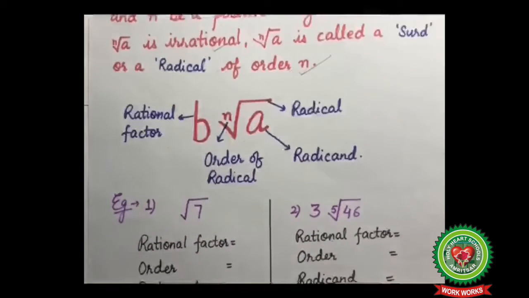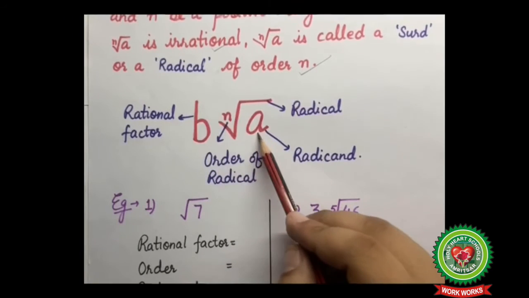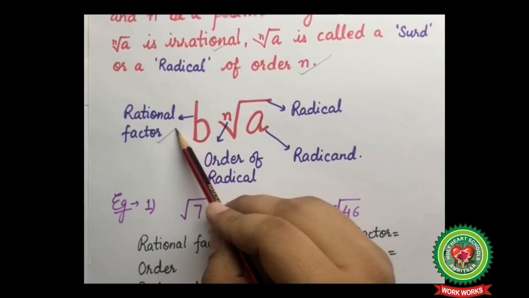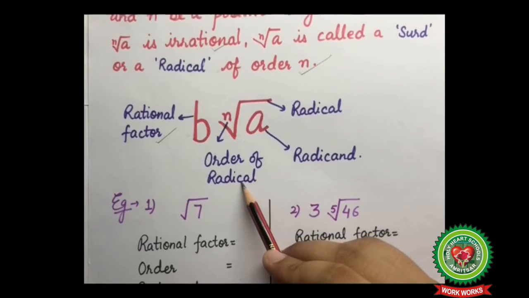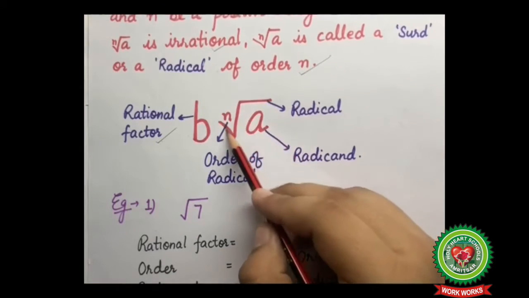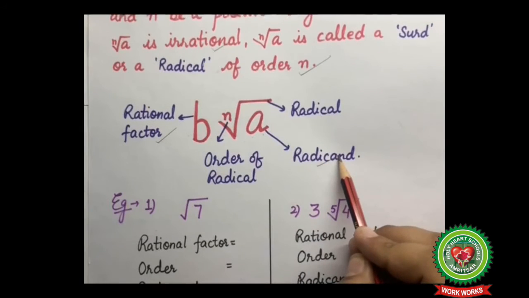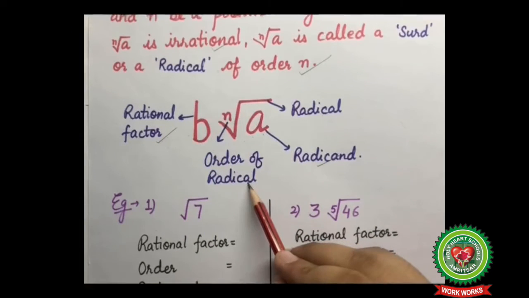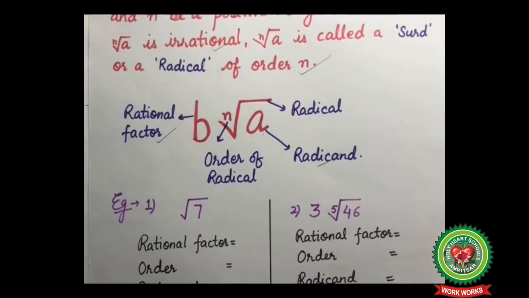So here are some terms that we are going to discuss in surds. For that, let us see an example, that is b multiplied by the nth root of a. So here b is called the rational factor. n is the order of the radical. And this symbol is a radical and a is the radicand. So here we are mainly talking about three terms: rational factor, order of a radical, and radicand. So let us discuss some examples based on this.